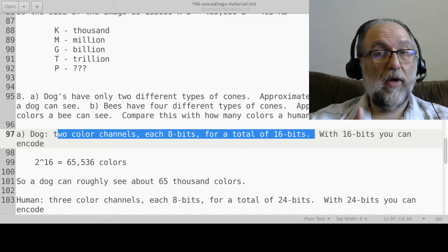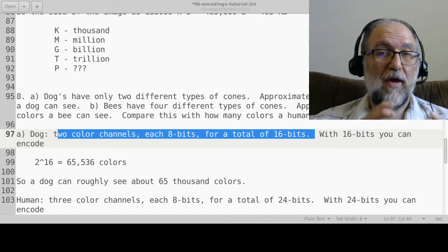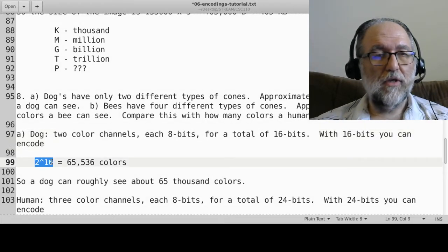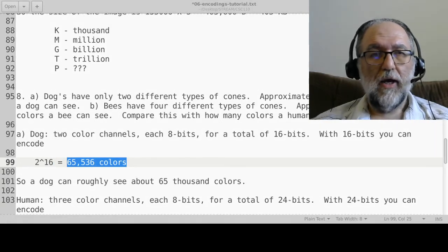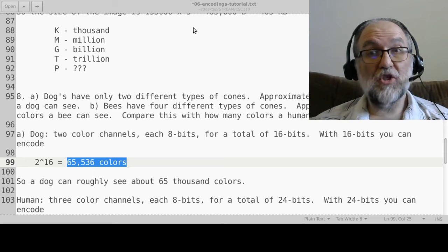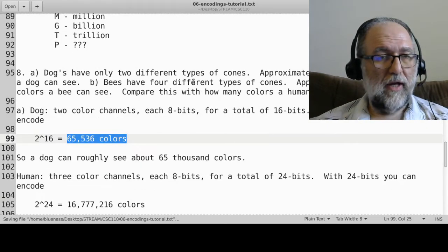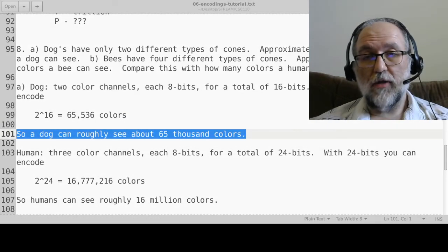And so you say, okay, well, with 16 bits, how much can I encode? Remember that chart I gave you earlier. If you have 16-bit encoding, then you can encode 2 to the 16 colors. If you just work that out on your calculator, that turns out to be 65,536. This really is an estimate because who knows? Some dogs might see more, some might see less. It probably changes with age too, because our eyesight gets worse with age. So I would just say that dogs can roughly see 65,000 colors.